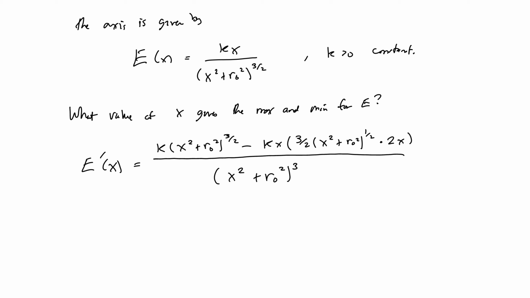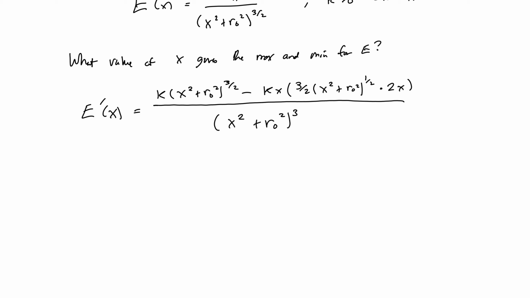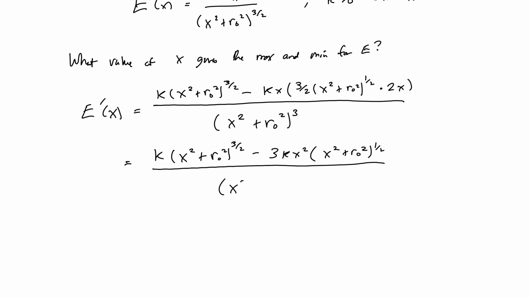And now we'd like to simplify this sum so it's easier to work with. So notice I can write this. I have k times (x squared plus r0 squared)^(3/2) minus 3k x squared times (x squared plus r0 squared)^(1/2), all over (x squared plus r0 squared) cubed.